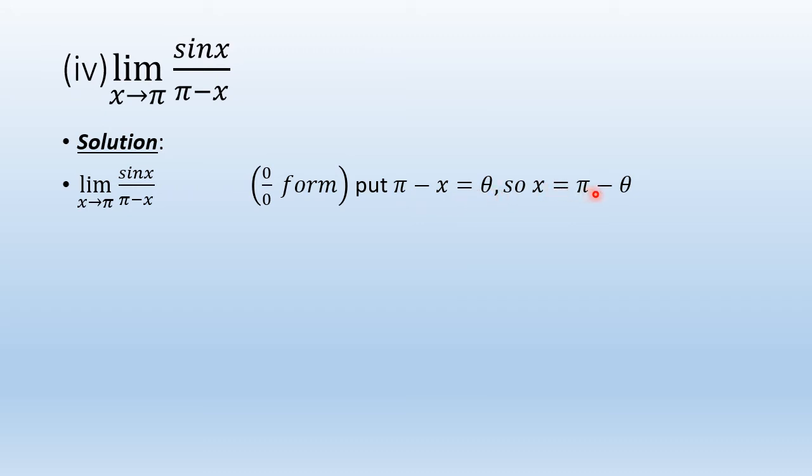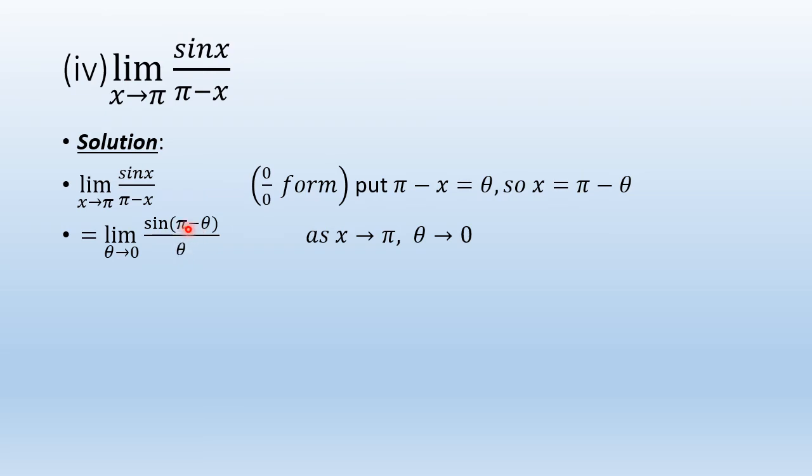So x becomes pi minus theta, and as x tends to pi, theta tends to 0. You can see when x is pi, theta becomes 0. So what changes are made here? Limit when x tends to pi is changed to limit when theta tends to 0. x is substituted by pi minus theta, and pi minus x is written equal to theta.